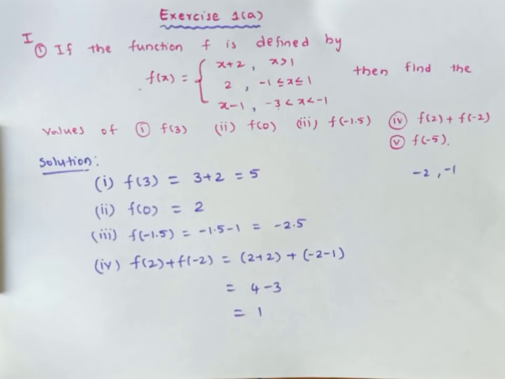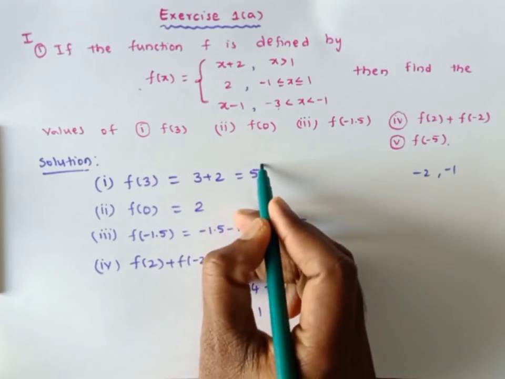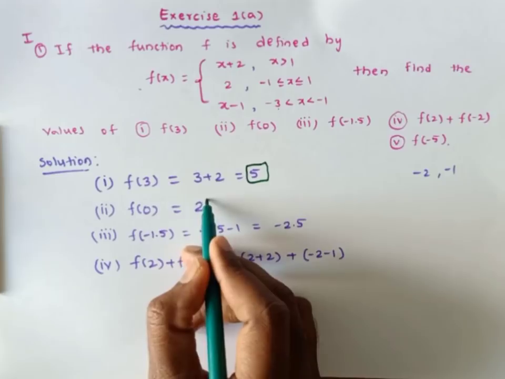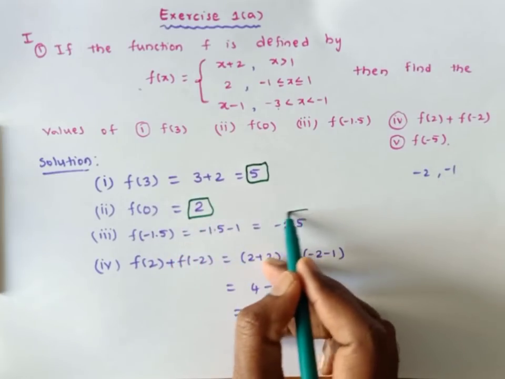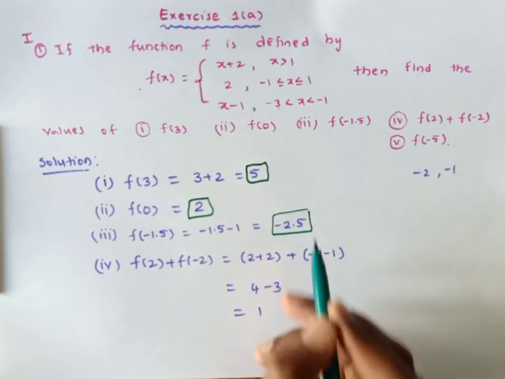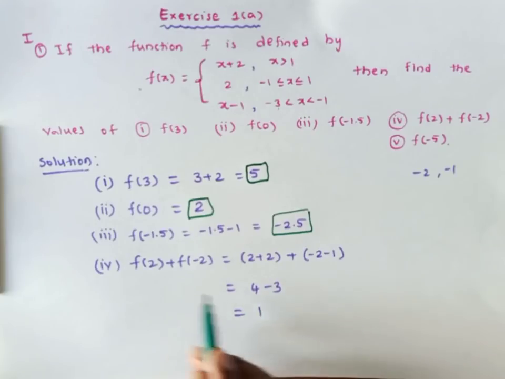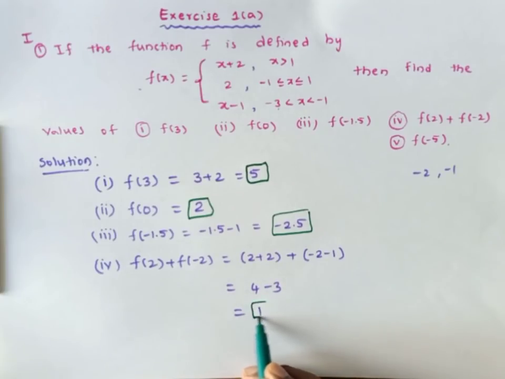So these are the values. f of 3 is 5. f of 0 is 2. f of minus 1.5 is minus 2.5. f of 2 plus f of minus 2 is 1. Sorry, one more problem is there, that is the fifth one.